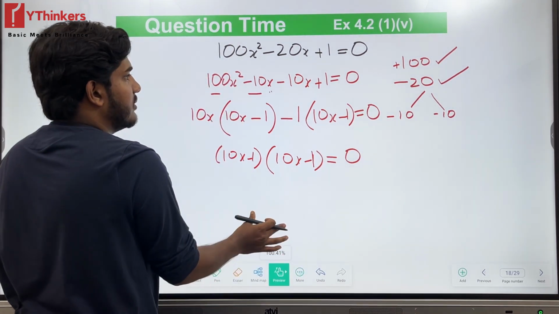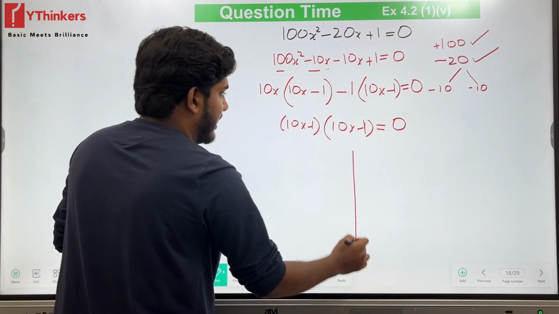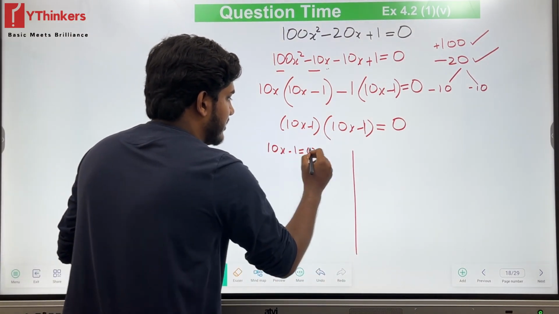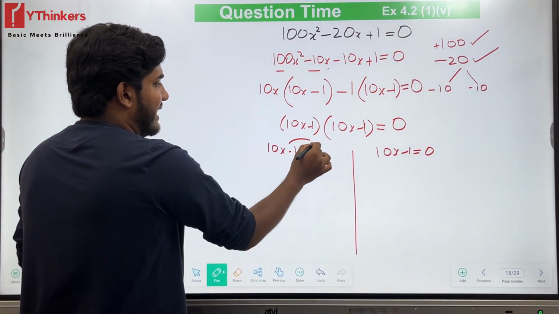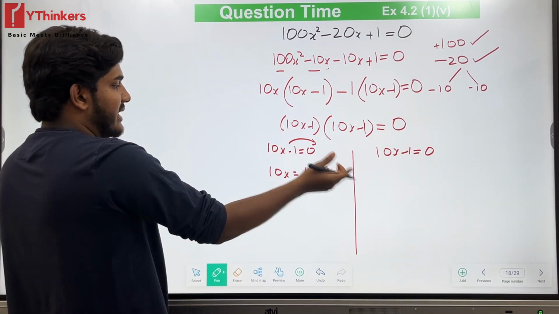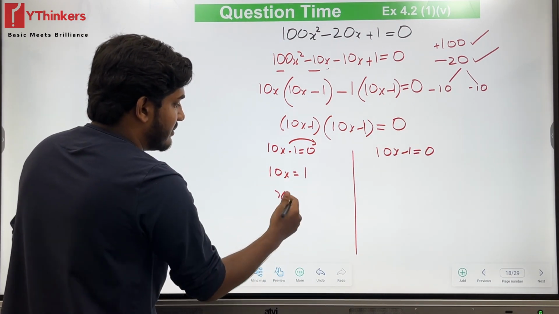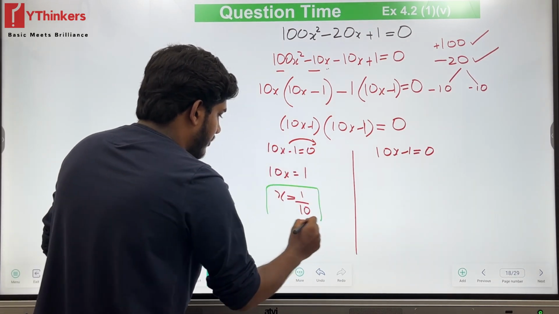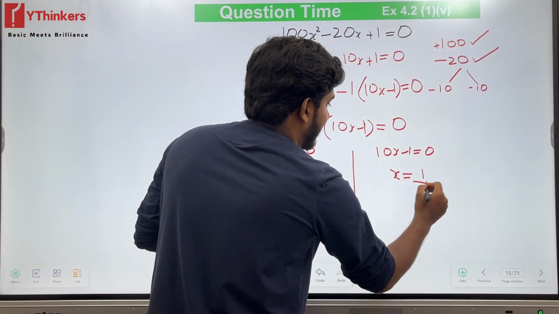Okay? So now let me solve it. So if both the terms can give me 0, can I write 10x minus 1 is equal to 0 and 10x minus 1 is equal to 0? So I want only x value, I'll send 1 to that side, I'll get 10x is equal to 1, because minus 1, when it goes to the other side, becomes plus 1, and whatever is multiplication becomes division, so 1 by 10. So I've got my first value, 1 by 10. So now let me come back to other value. Again same thing, it will be 1 by 10.